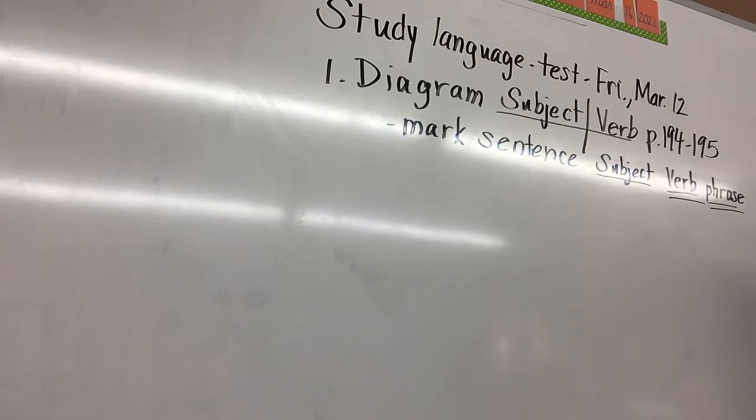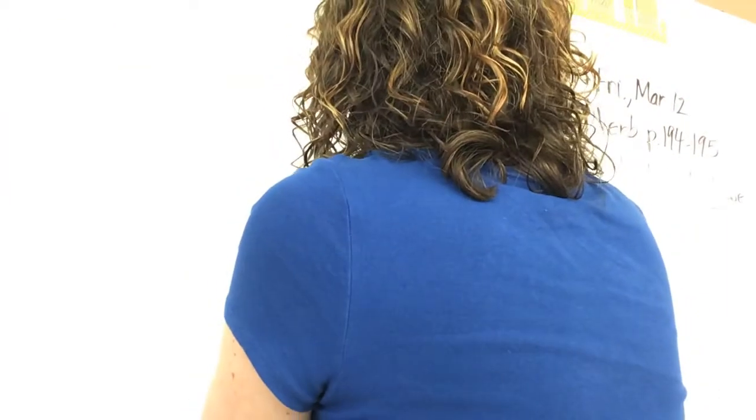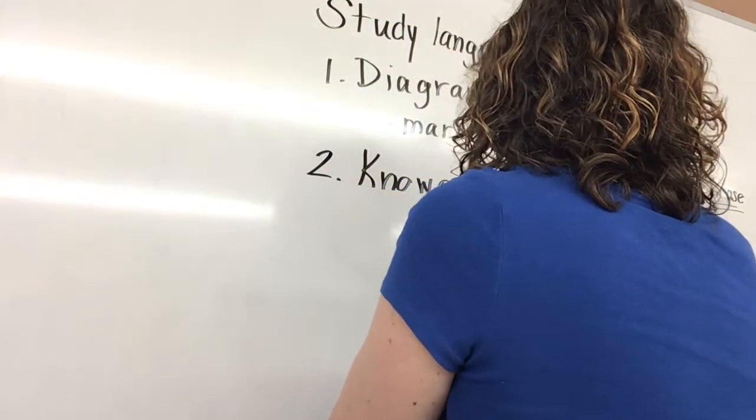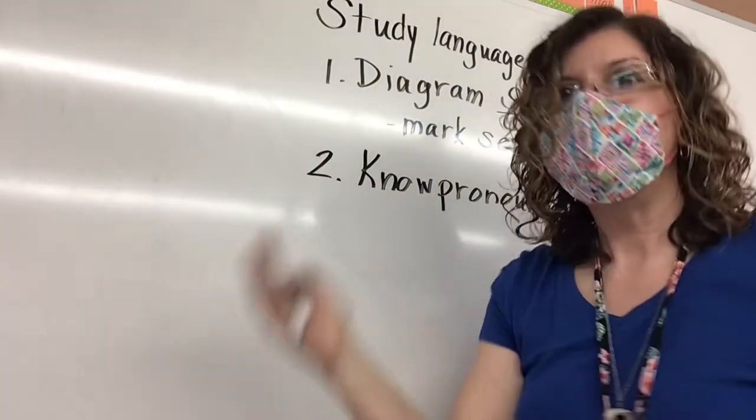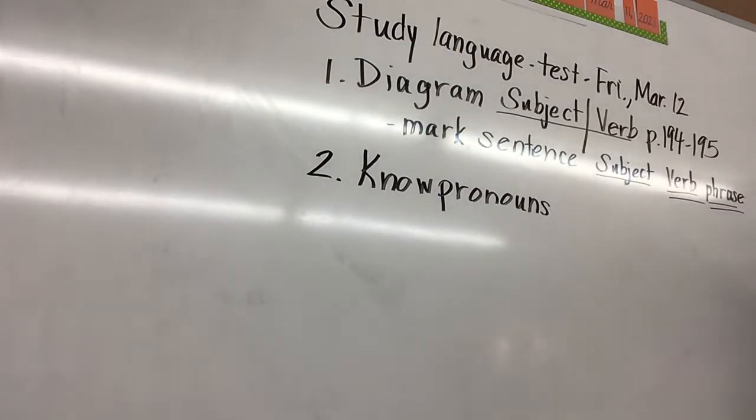Alright, the second section on your test has to do with finding all the pronouns. So I'm just going to say you need to know pronouns. And they're going to give you a list of nouns and pronouns, and all you have to do is go through the list and circle all the pronouns. And again, I will find a place in the back of your language book that lists those pronouns.